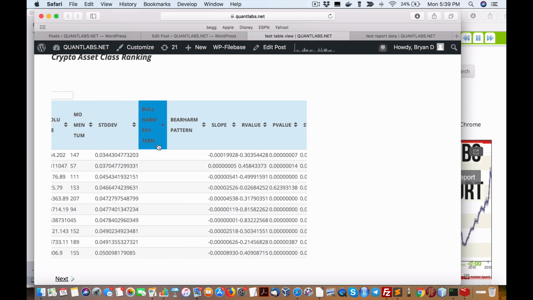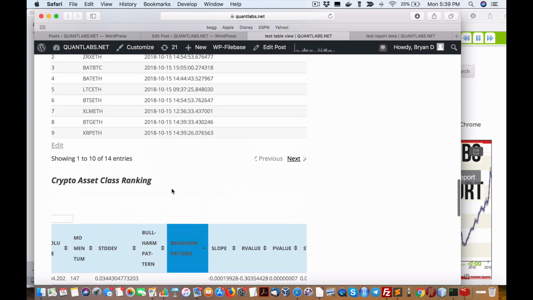We sometimes rarely get bull harmonics patterns, and same with bear. These can be used to really confirm the long and short opportunity. They don't happen a lot.